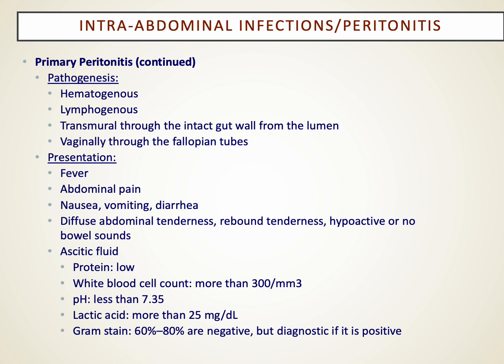For secondary peritonitis, we would look at whether the etiology is from blood spread or lymphatic spread, or whether it's transmural. If a woman has pelvic inflammatory disease, whether that's an issue, and whether or not they present with fever, abdominal pain, nausea, vomiting, diarrhea, abdominal tenderness, and if they have ascites, what's the nature of that ascitic fluid.